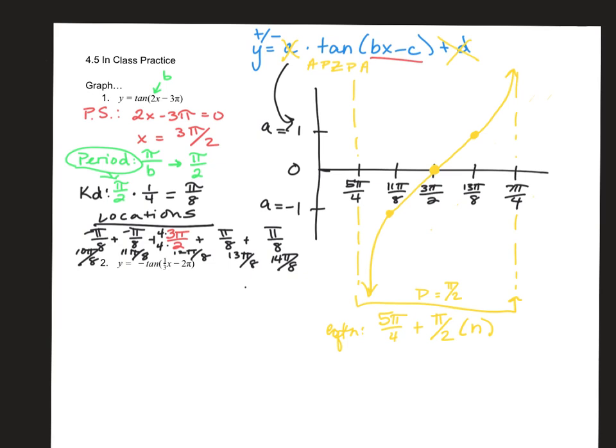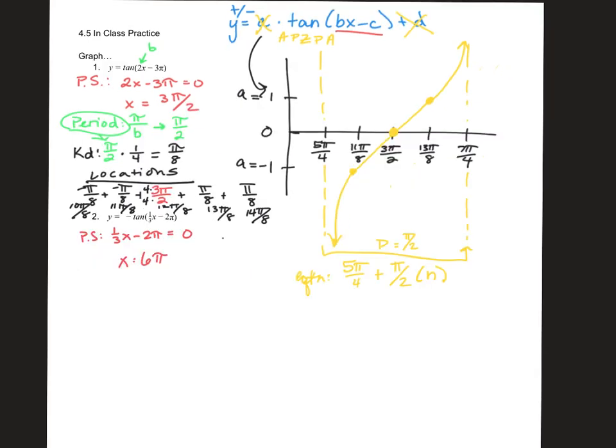Let me know when you've got questions. I'm going to pause this, go ahead and write out the answer to problem number 2 here, and then you can check your answer when you hit play again. Check your phase shift if you would like.